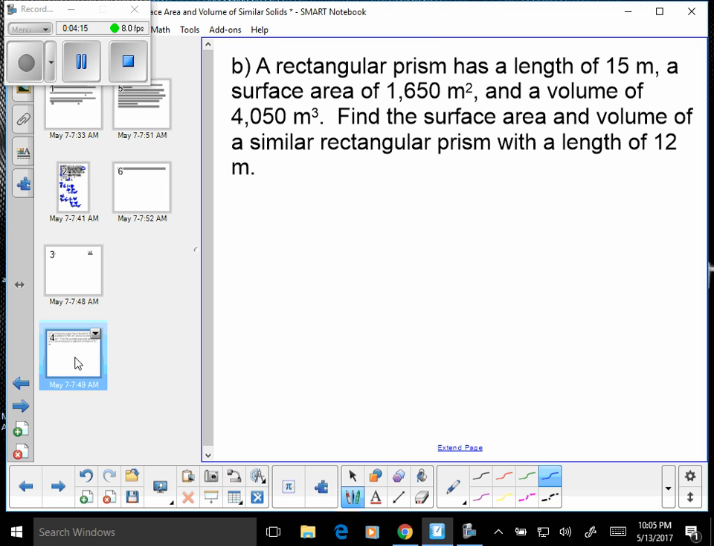Okay, in example B, I have a rectangular prism that has a length of 15 meters and a surface area of 1,650 square meters, a volume of 4,050 cubic meters. We want to find the surface area and the volume of a similar rectangular prism that has a length of 12 meters. Remember that the first thing you have to do is find A over B, the similarity ratio. That's going to be 15 over 12, and that reduces to the lowest term of 5 over 4.